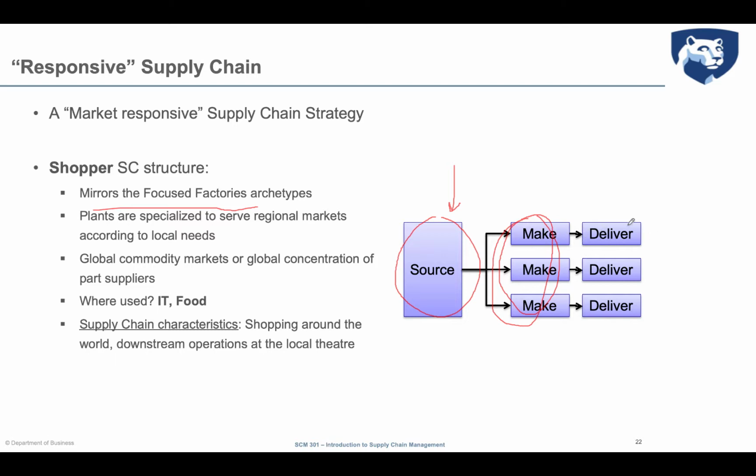Each factory then delivers to the final customer through a dedicated distribution system, which assures that each, for example, local warehouse or each transit point or each last node is able to configure the delivery of the product exactly according to the need of the customer. So shopping around the world, global sourcing, downstream operation at the local theater. So being able to tailor the delivery according to the customer requests, which are variable over time because we are talking about innovative product.